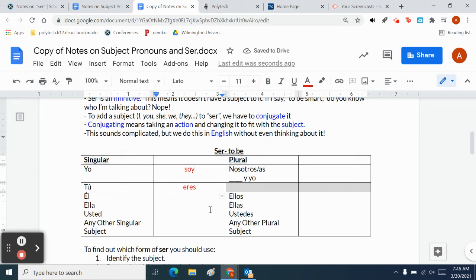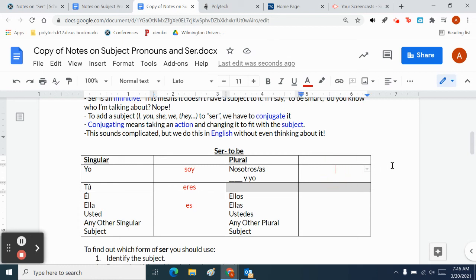This one we also know as well. If we want to describe someone else, he or she is this. Or if we want to talk to somebody of authority and say, hey, you are smart. Or if we want to describe a singular object, such as maybe a house. If we want to say the house is pretty or the school is pretty, we say es. So these three we already know. We're going to learn two more now.